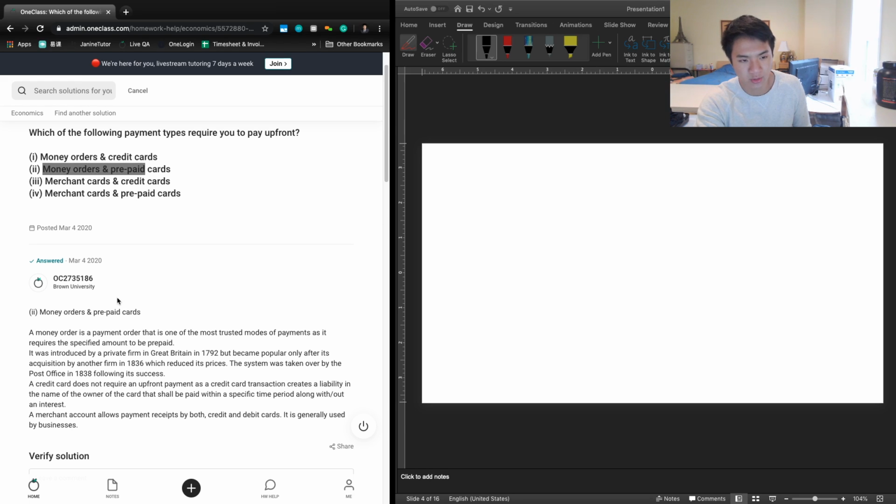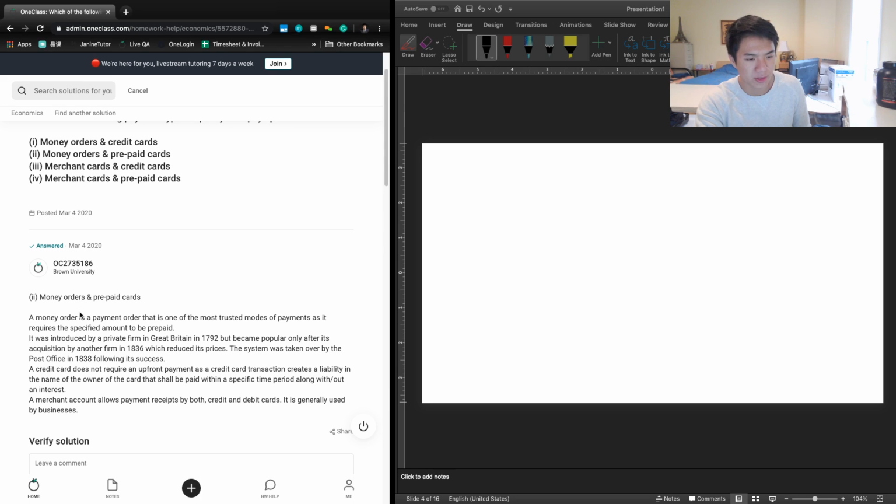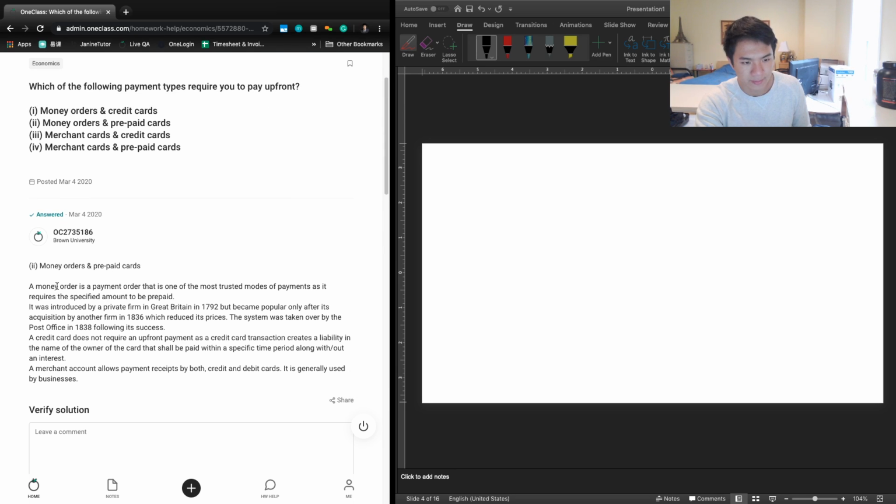So let's take a look at the answer choices. 2, money orders and prepaid cards, which is correct, and then they give a definition of all the types of payments that are defined in this question. Money order is a payment order that is one of the most trusted forms of payments, as it requires a specific amount to be prepaid. It was introduced by a private firm, but became popular after its acquisition by another firm in 1836. The system was taken over by the post office in 1838.